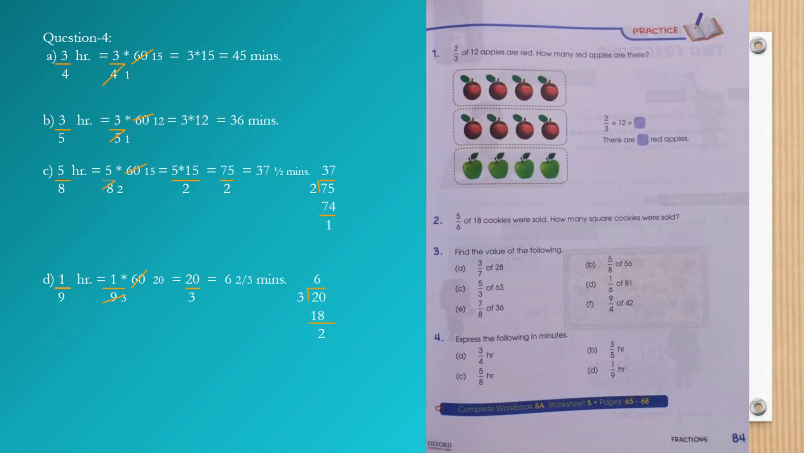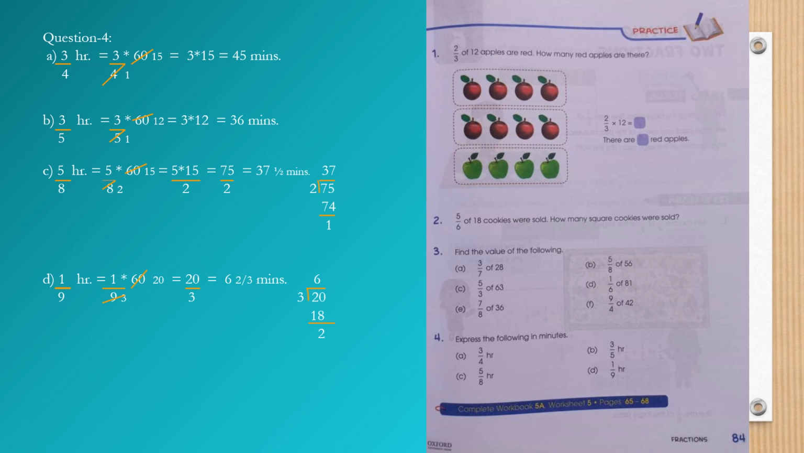Now we have a last question in which we have to express the fractions in minutes. Starting with part A, we have 3/4 hour. First of all, we need to know that 1 hour is equivalent to 60 minutes, and we have to express our answer in minutes. So we are going to multiply the number by 60. So here we have 3 over 4. We write it as 3 divided by 4 multiplied by 60. In order to solve it, we first cancel out 60 by 4. So we have 3 multiplied by 15, and this is equivalent to 45 minutes.